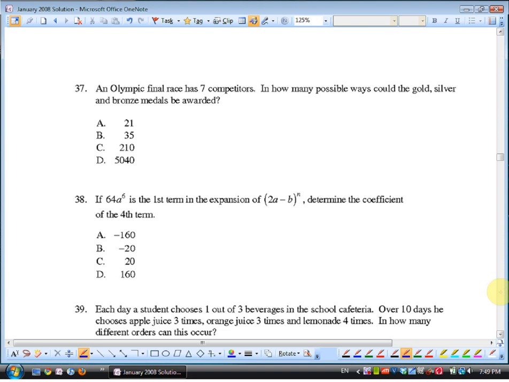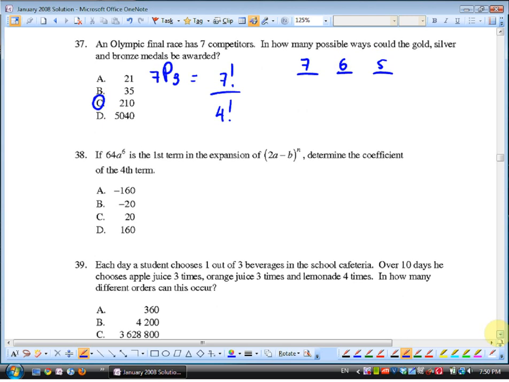Number 37, an Olympic final race has seven competitors. In how many possible ways could the gold, silver, and bronze medals be awarded? Well, order matters. Gold, silver, bronze. So this is a permutation. It's going to be 7 permute 3, which is 7 factorial over 4 factorial. Or you could go 3 blanks, and you could say 7 choices for gold, 6 choices for silver, 5 choices for bronze, but no matter what, you're going to get 210.